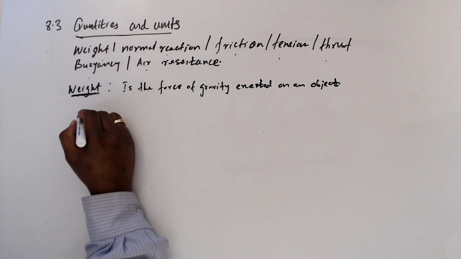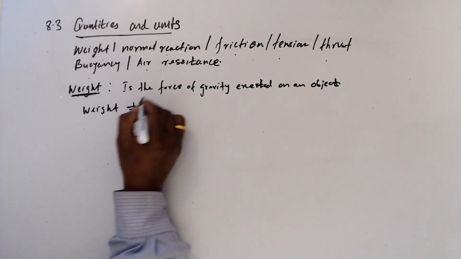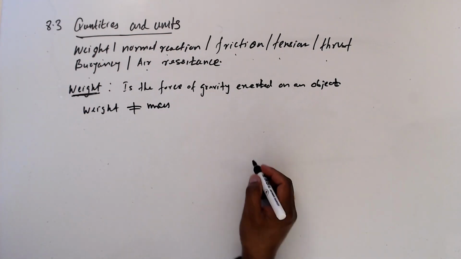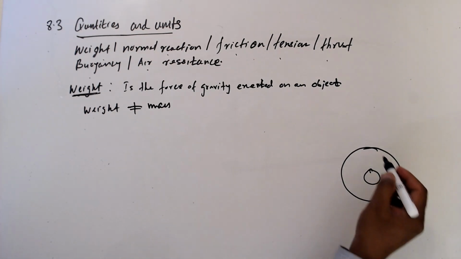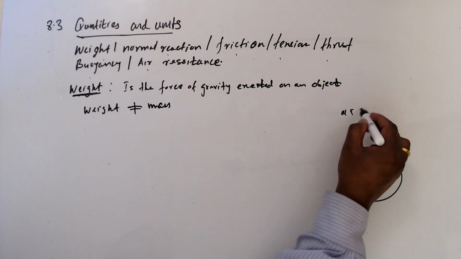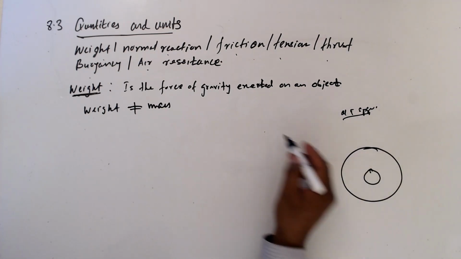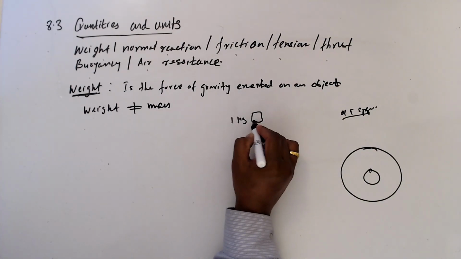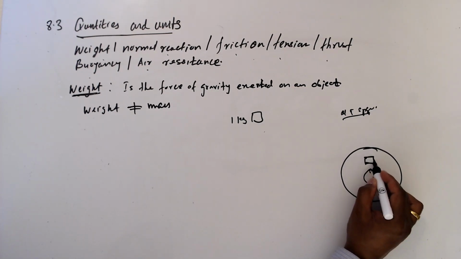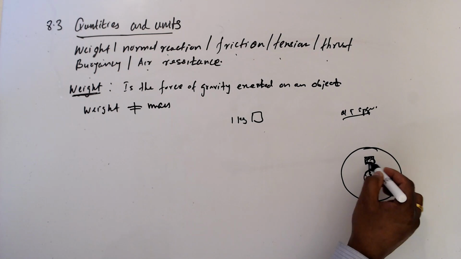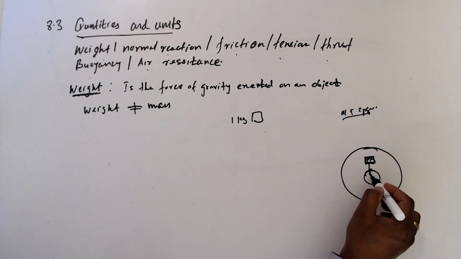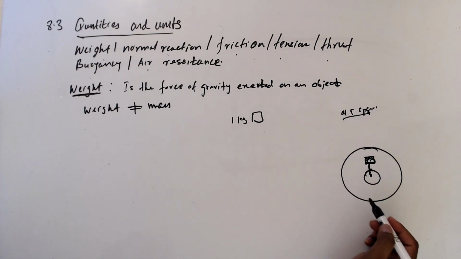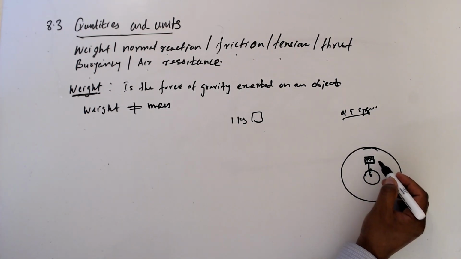It is important to know that weight is not the mass. This is the earth. This is ozone layer, and this is the empty space. If we have 1 kilo of mass, within this range, there is a force called gravity, and this object is pulled by that gravity towards the center of the earth. So then that is called weight.